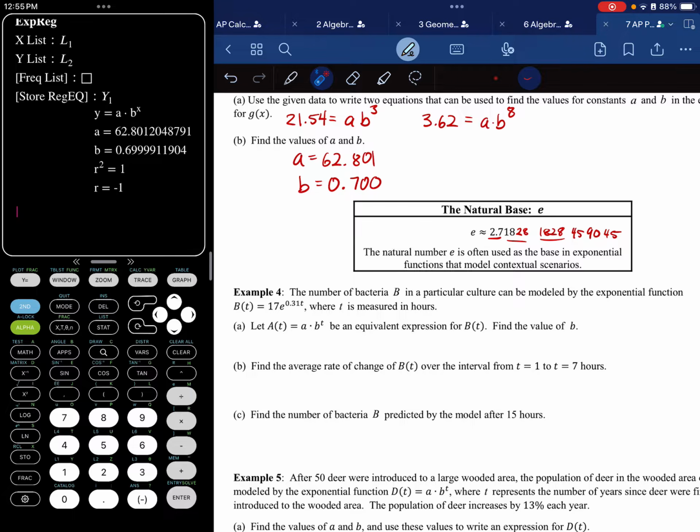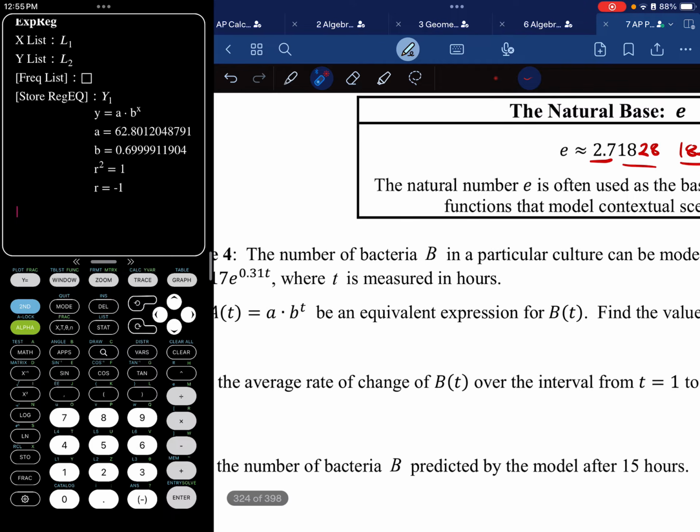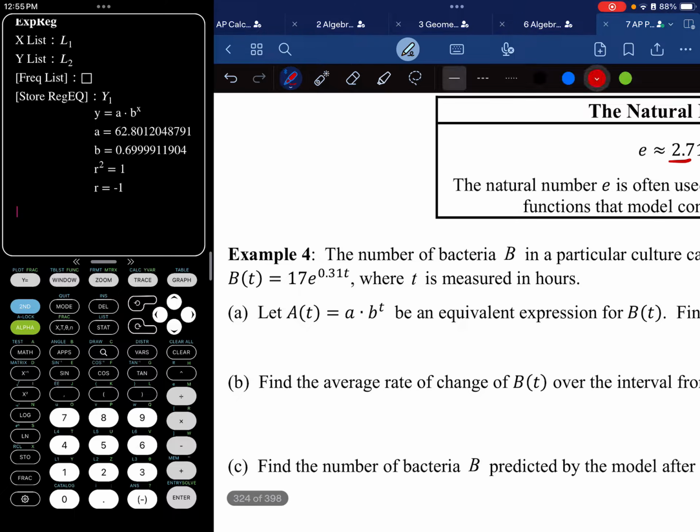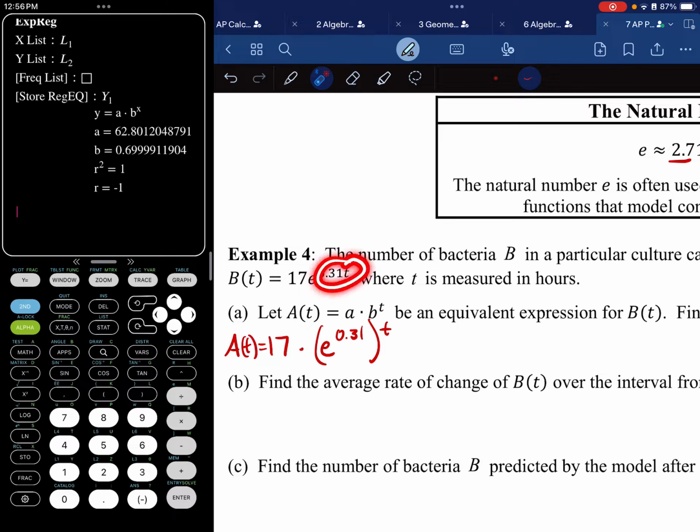What is an equivalent expression for this b? So in here, I'm going to rewrite this, same thing as our last unit. A has not changed anything. It's still 17. So I'm rewriting this a of t, which is still 17. I'm rewriting this expression up here, but I'm going to rewrite this so this is a new base. I'm going to say that this is times e to the power of 0.31, and this entire thing to the power of t, because when I have a power to a power, I multiply it and I get 0.31t. And I can rewrite this base now using my calculator.